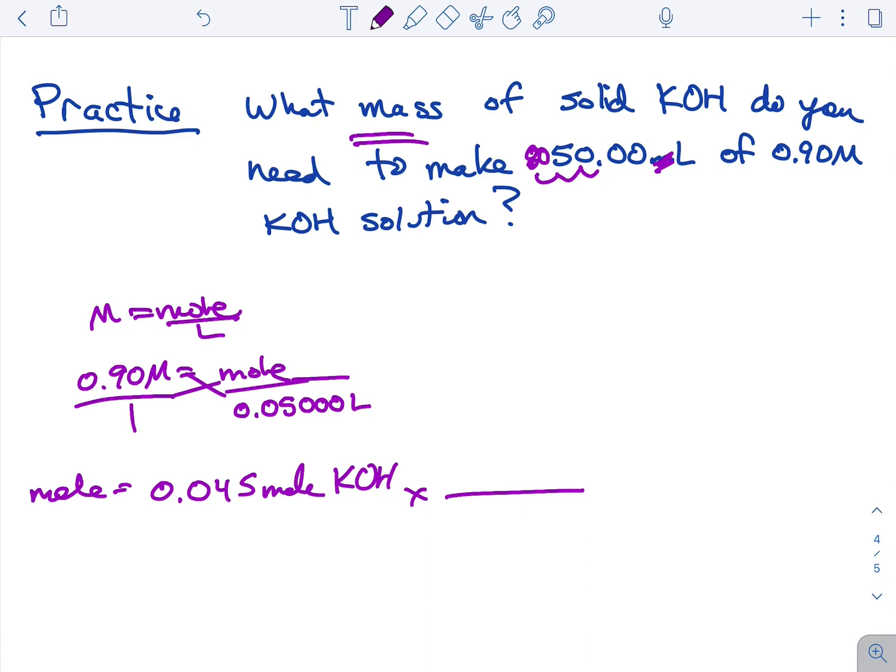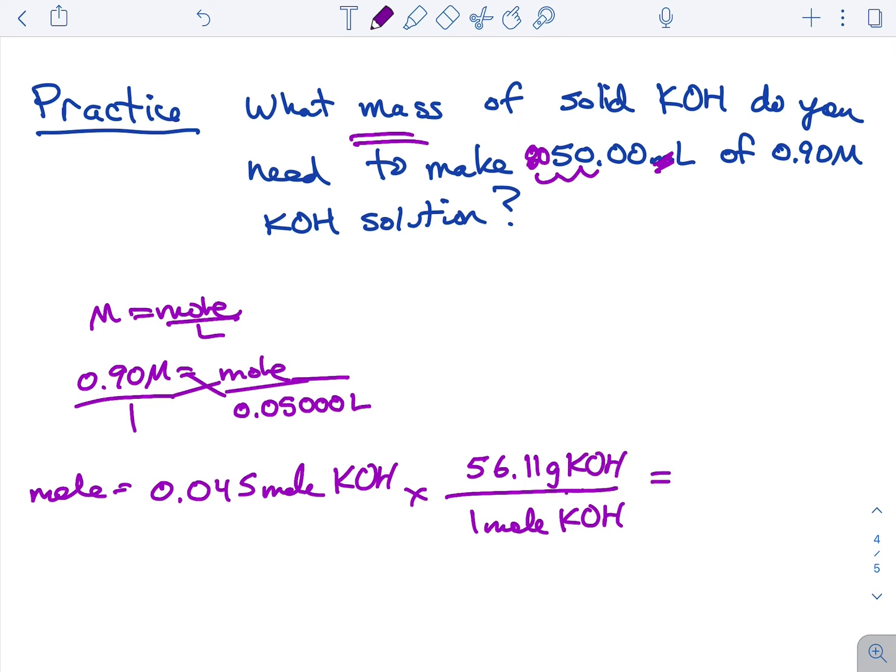So we need to give that in grams. So 1 mole of KOH has a molar mass, and I've lost my periodic table. What have I done with it? Having trouble remembering potassium off the top of my head. I used to have all these memorized. I think I'm getting old. All right, potassium is 39.1 plus oxygen is 16.00 plus hydrogen is 1.01. So 56.11 grams of KOH.